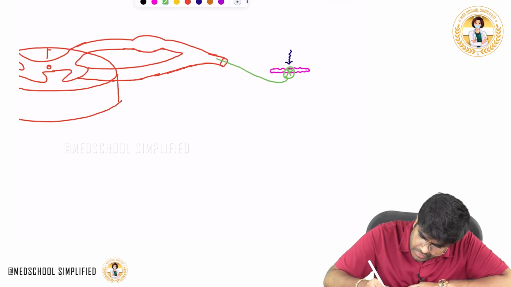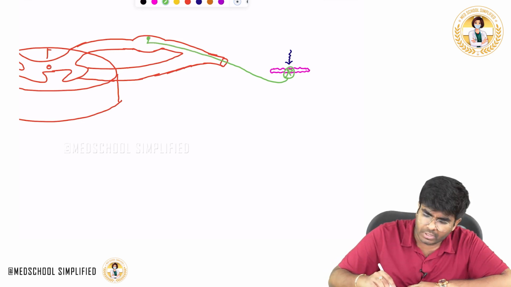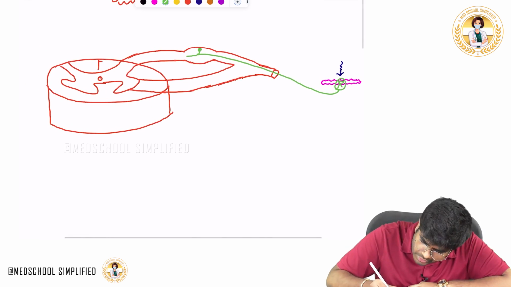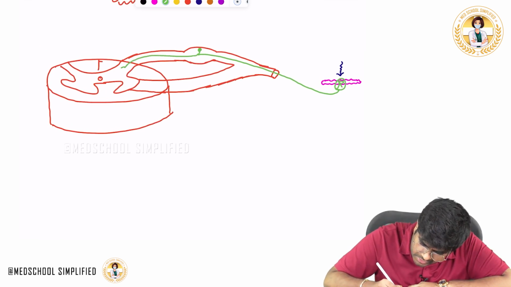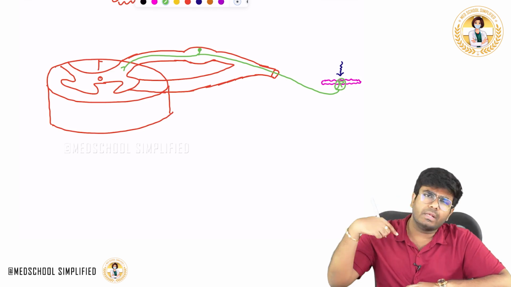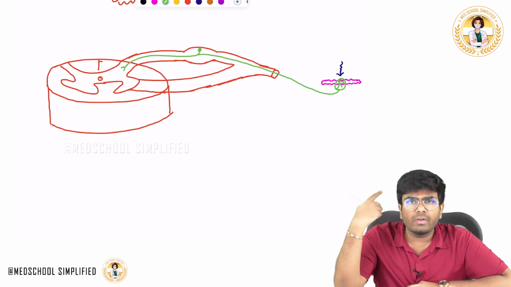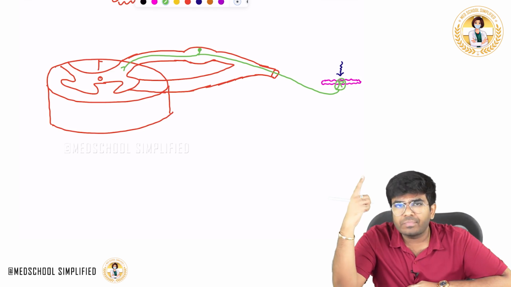So from here, there is a neuron. It's coming like this. Here is the cell body of the neuron. This neuron again is coming where? This information is coming into the spinal cord, and from here, of course, this information will later go to the thalamus and from there to the cortex.